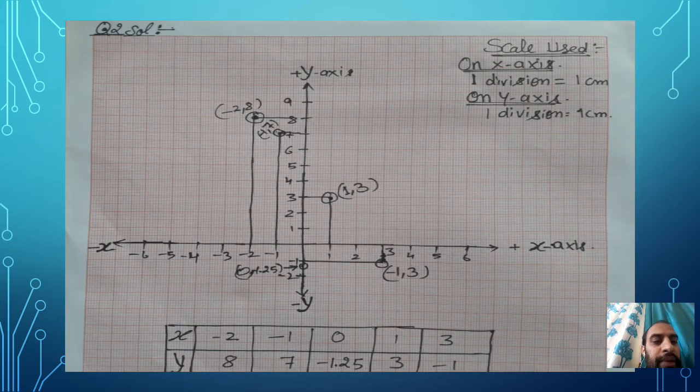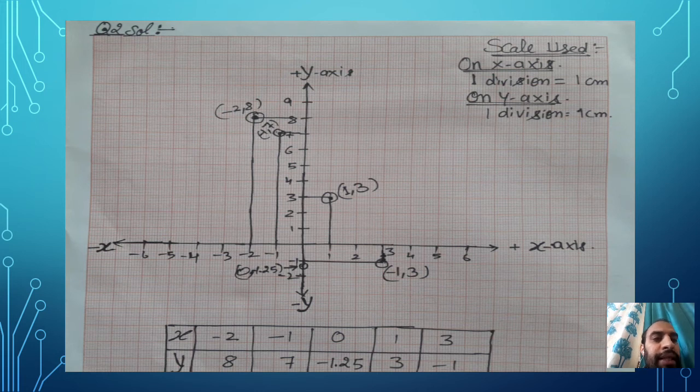In the second question, we are given some values of x and y. You can see a table below. When x is -2, y is 8; x is -1, y is 7; x is 0, y is -1.25; x is 1, y is 3; and x is 3, y is -1. We are going to represent these values on this Cartesian plane.